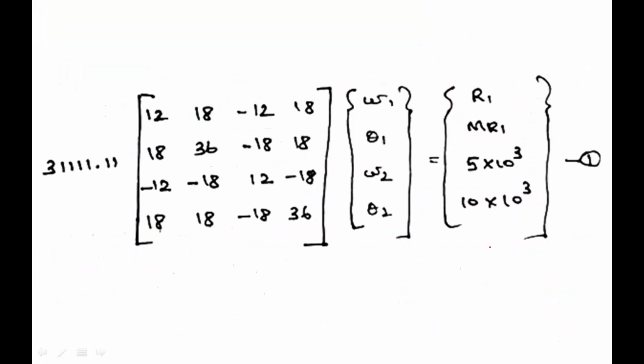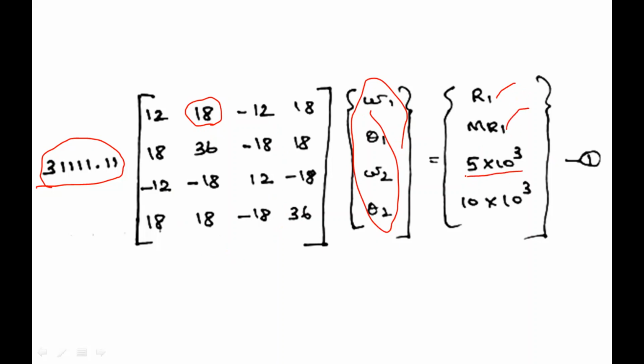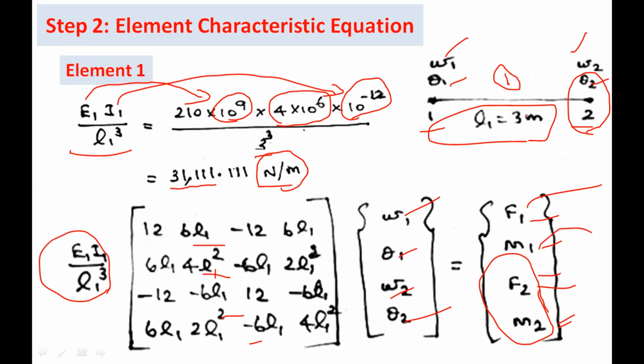Let us see the equation. Here is the EI by L cube value, and in the matrix 12, 6L, the L1 value is 3. After multiplying all these L1 values, we get the matrix like this, and these are the degrees of freedom for element 1. On the right hand side, the reaction force, the reaction moment, and 10 kilonewton divided by 2, so 5 into 10 power 3 Newton, and 20 kilonewton meter divided by 2, so 10 into 10 power 3 Newton meter. This is the element characteristic equation for element 1.